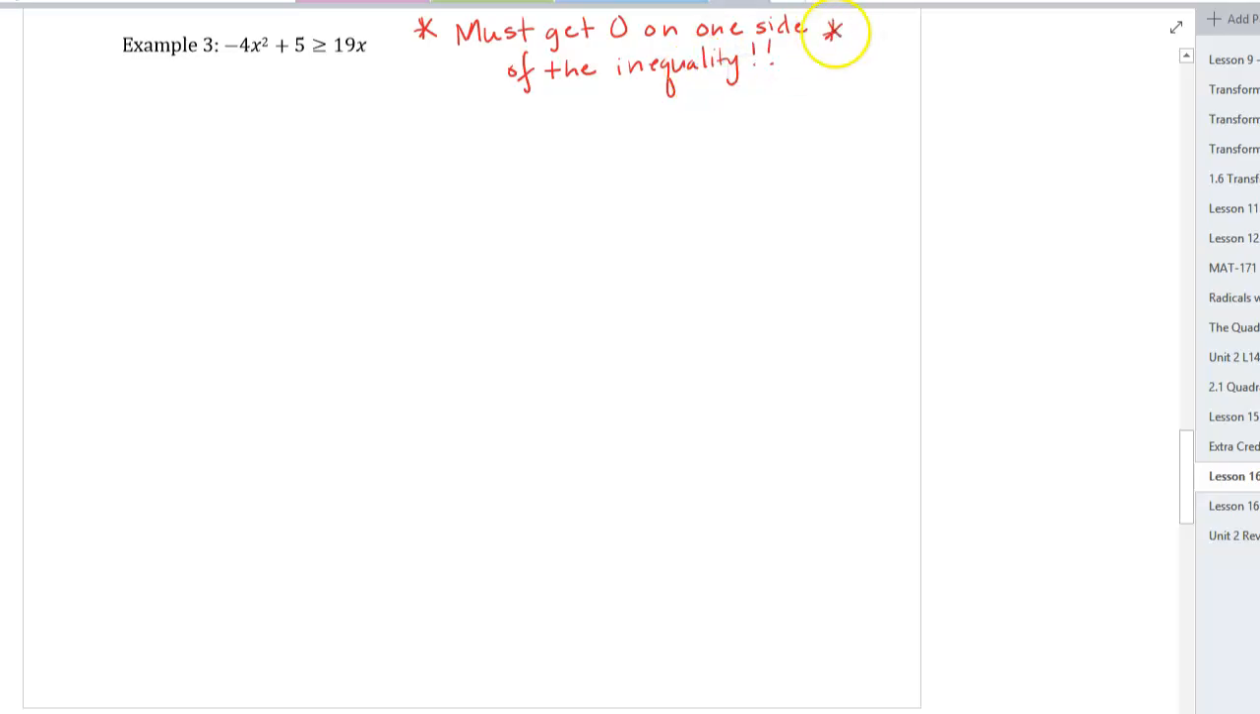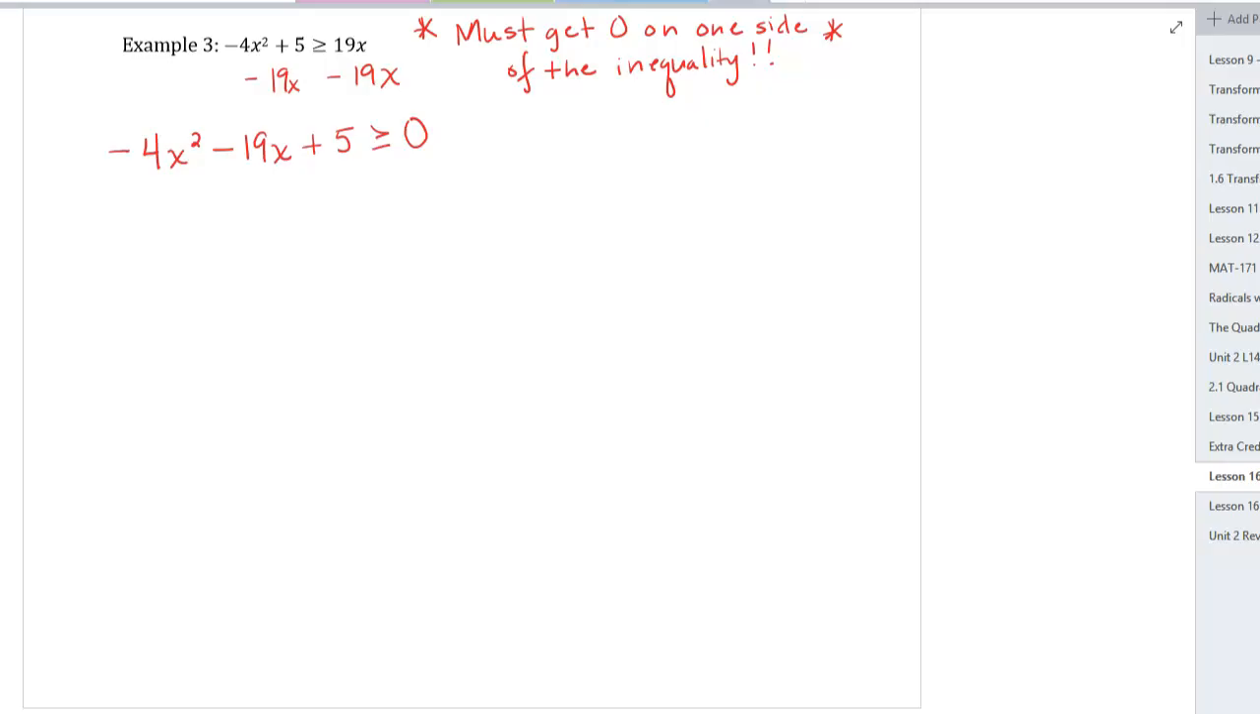So to do that, what I'm going to do is subtract this 19x from both sides so that I end up with 0 on the right. So that will give me negative 4x squared minus 19x plus 5, because I want to put this in standard form, is greater than or equal to, and 19x minus 19x is 0.